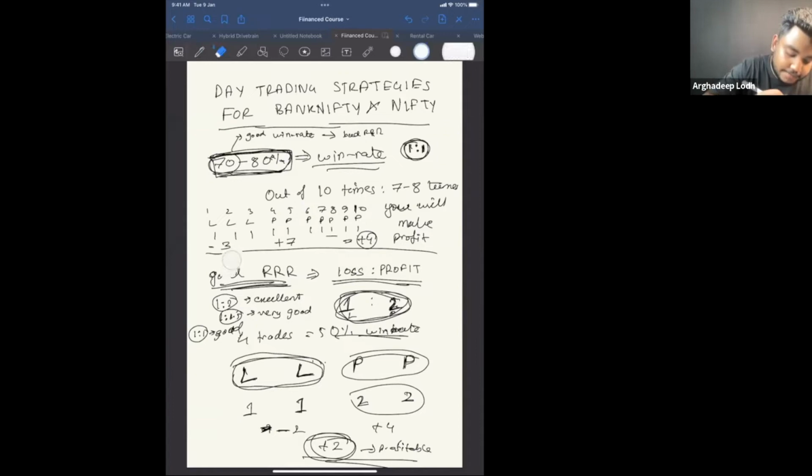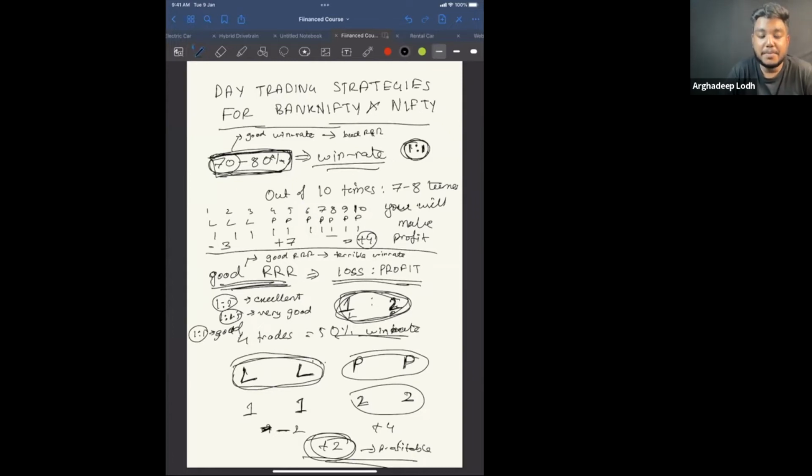And usually in a strategy with good risk to reward ratio, what happens? You have a terrible win rate. आपका win rate बहुत घटिया होता है, maybe 40%, 50%. 40% win rate means you are losing. Suppose you are trading 10 times. With a 40% win rate strategy, you are winning only 4 times. 6 times you are losing.